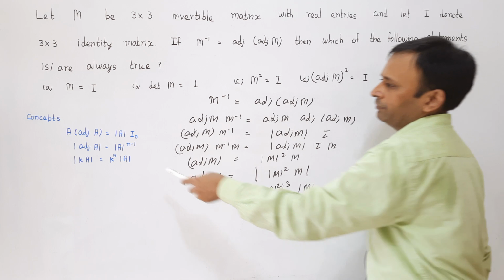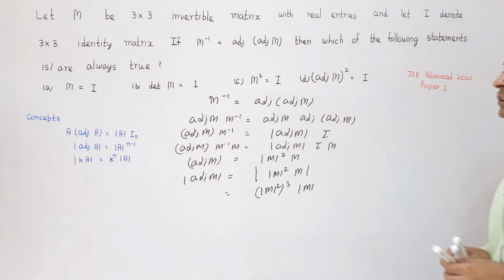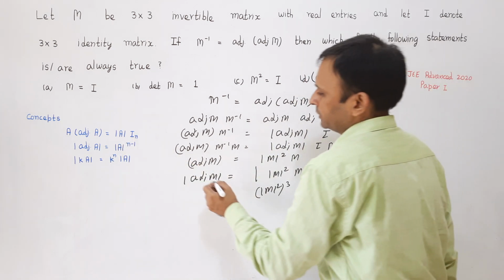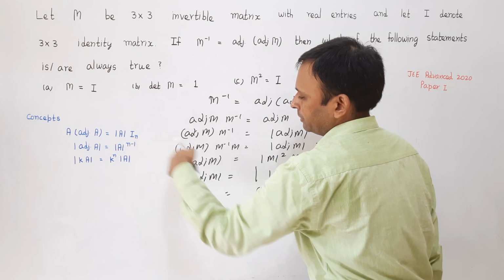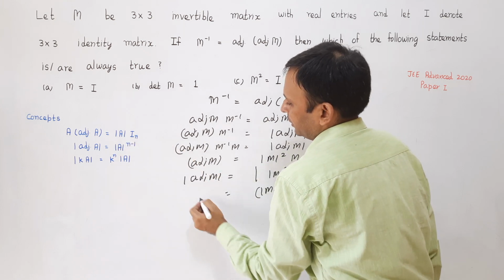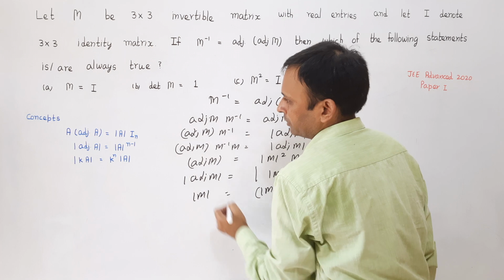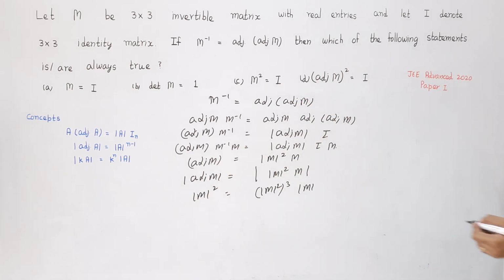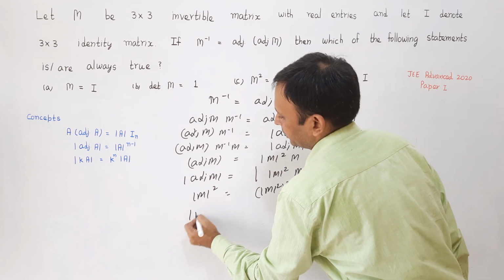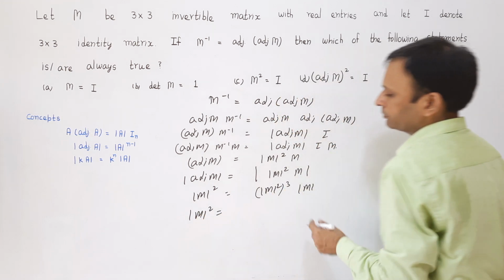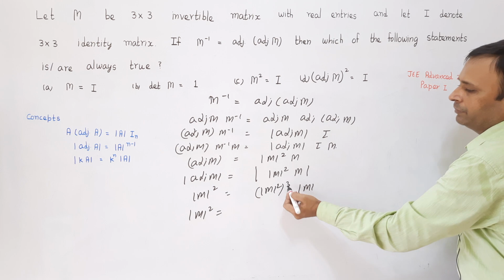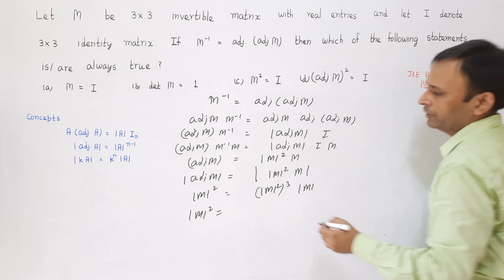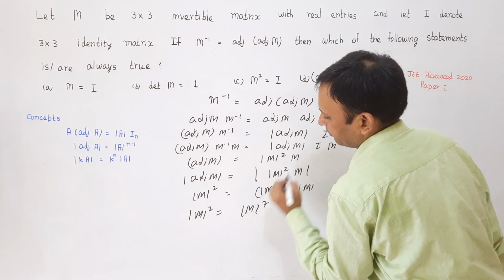For the left-hand side, I will use the second property, which is determinant of adjoint of A is determinant of A to the power n minus 1. Here instead of A we have M, so this is determinant of M raised to the power 3 minus 1, which is equal to 2. So what we have on the left-hand side is determinant of M square is equal to determinant of M raised to the power 6 into determinant of M, which will be determinant of M raised to the power 7.